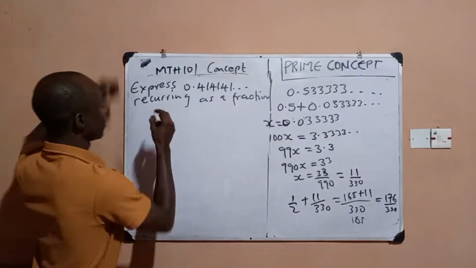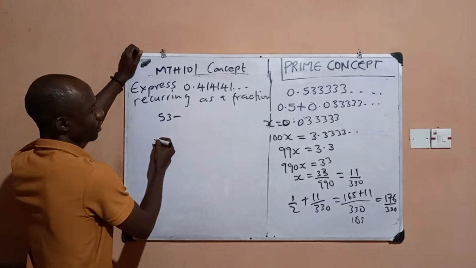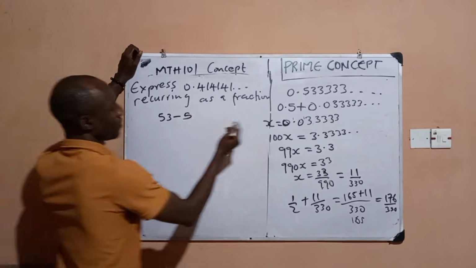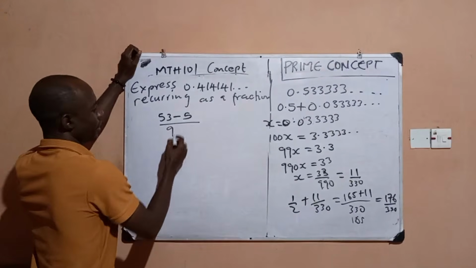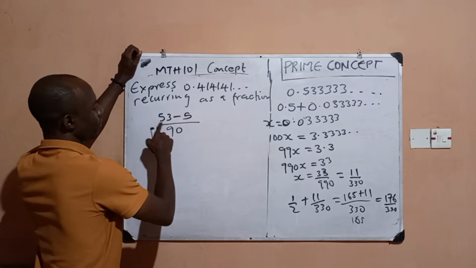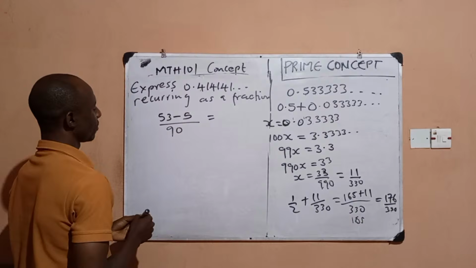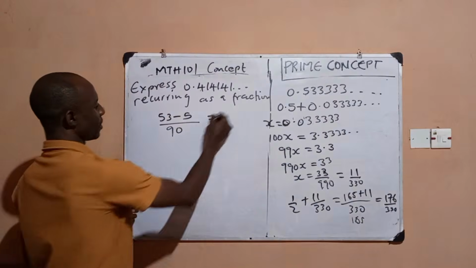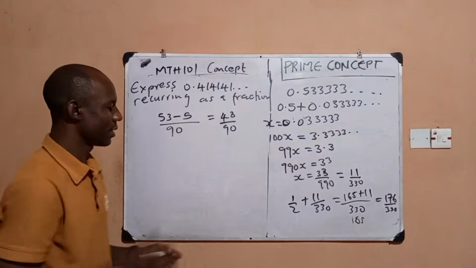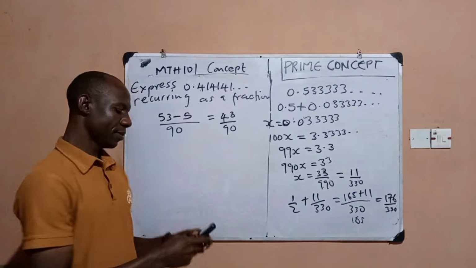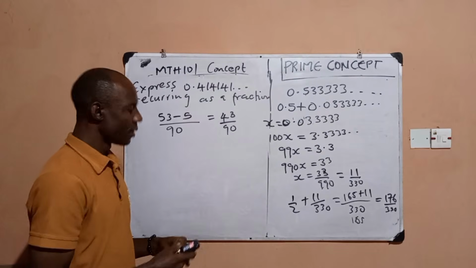If we do 53 minus 5 divided by 9 and 0. Let's see. 53 minus 5, what will it give us? If you remove 5, 45 plus 3, 48. 48 over 90. So check this. It should still be the same thing. 48 by 90. So same thing.